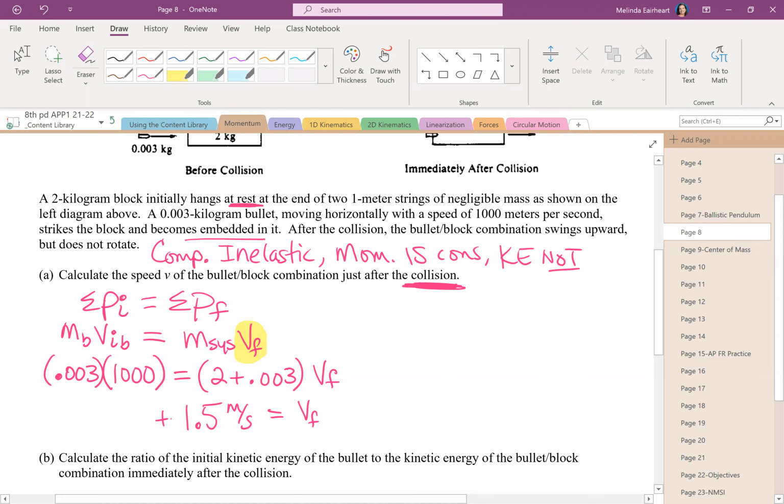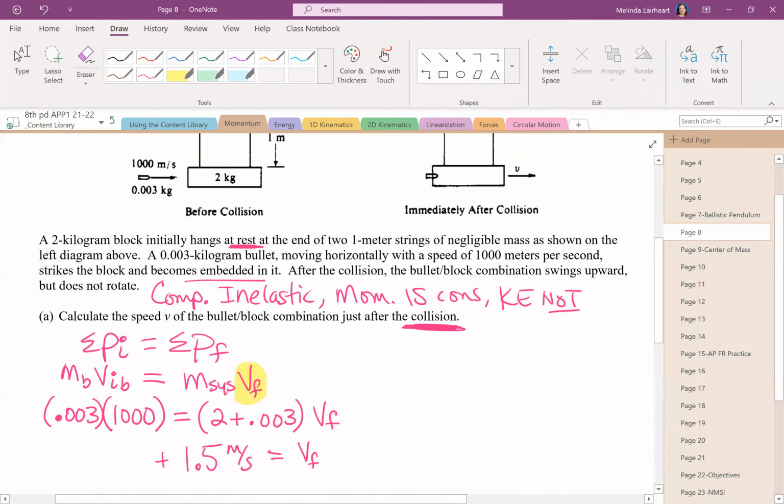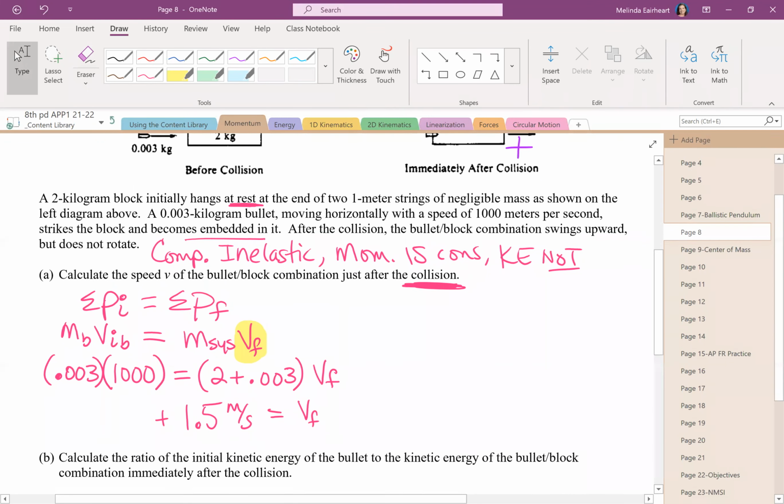By the way, if you pay attention to vectors, which I didn't address direction, in the beginning, what direction was our bullet going? To the right. Can we make that positive? After the collision, what direction is the system going? To the right. So I got to keep with positive. And so it's kind of already built in, but definitely pay attention to directions with collisions. And so there's your answer for part A. Good?